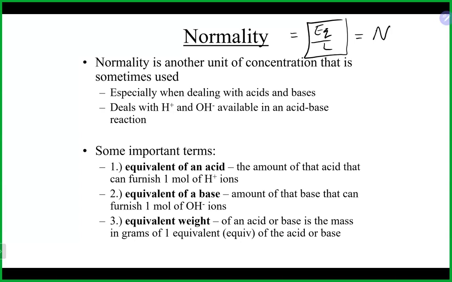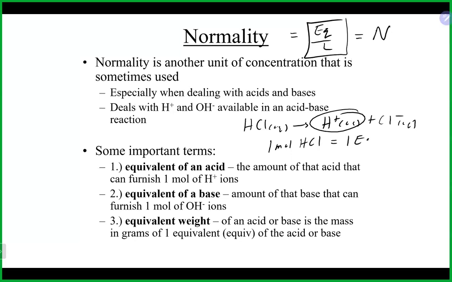So, for example, if you have HCl, it will make H plus and Cl minus. It has one H plus, which means for every 1 mole of HCl, you get 1 equivalent. That's how much H plus it will donate.